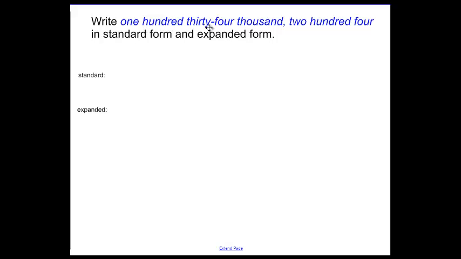Write 134,204 in standard form and expanded form. Please write that on your paper now. So if we take a look at the words 134,204 and we write it in standard form, it says exactly where we need to have our digits.